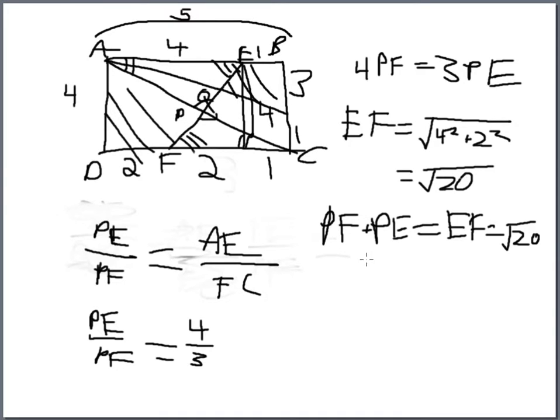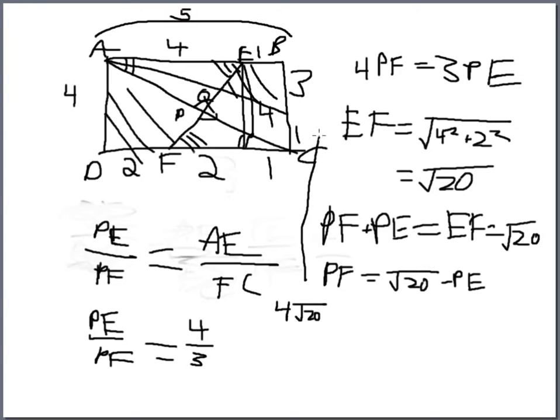So in that case, we're going to isolate PF so we can have it plugged in terms of PE. When we plug it in, it's in terms of PE. So plug it back into this equation up here, 4 times root 20 is equal to 7 PE. So now 4 root 20 over 7 is equal to PE.